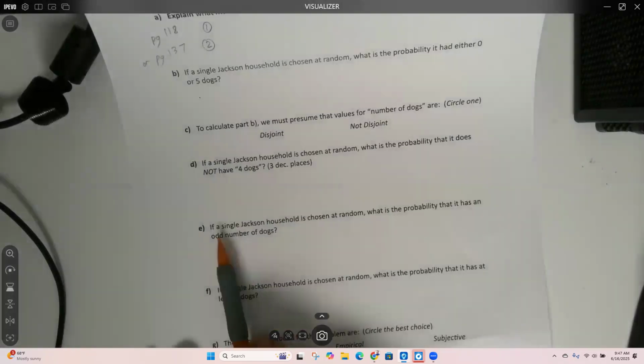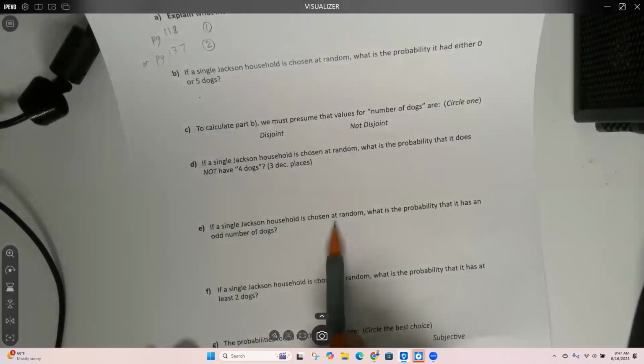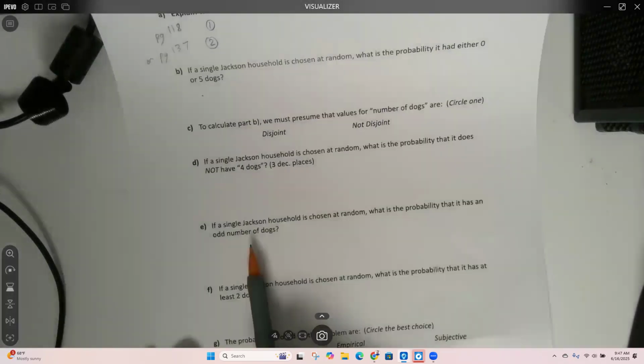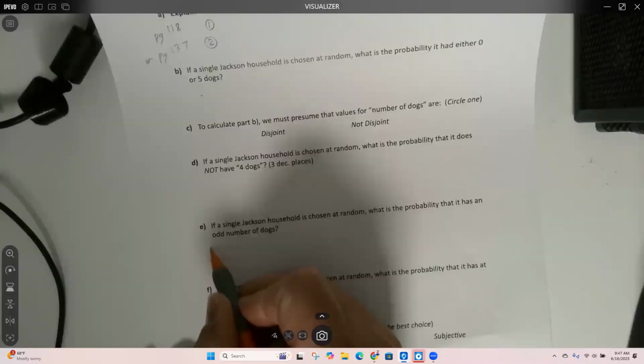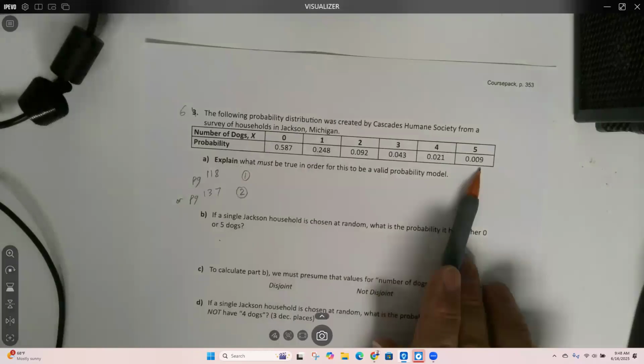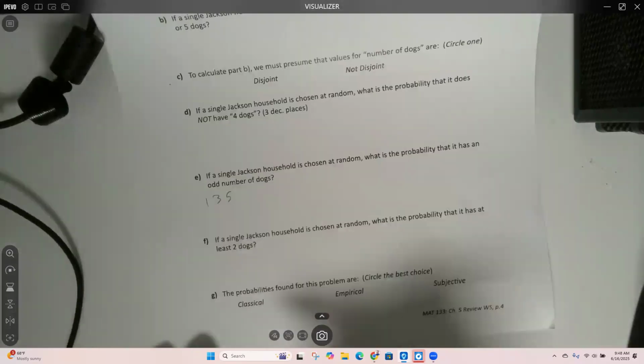If a single Jackson household is chosen at random, what is the probability that it has an odd number of dogs? So you guys know what odd means, right? So one, three, five. So it would be these ones, these ones, and these ones. Okay.